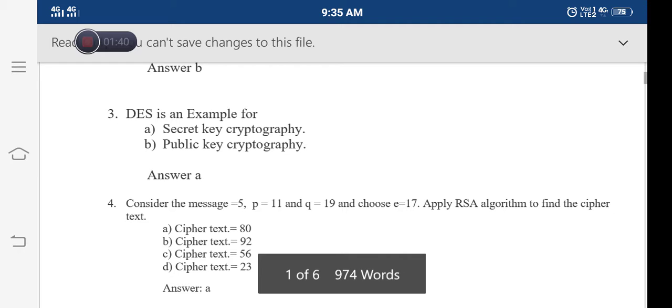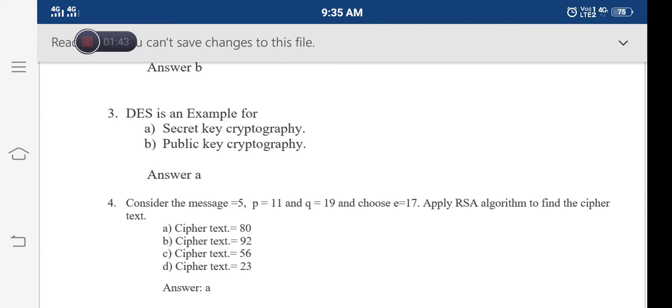The third question: DES. DES is an example of secret key cryptography or public key cryptography? The answer is secret key cryptography, because a 48-bit key will be XORed with the array values, as we know from the construction of DES. A common secret key is used. So it is secret key cryptography.